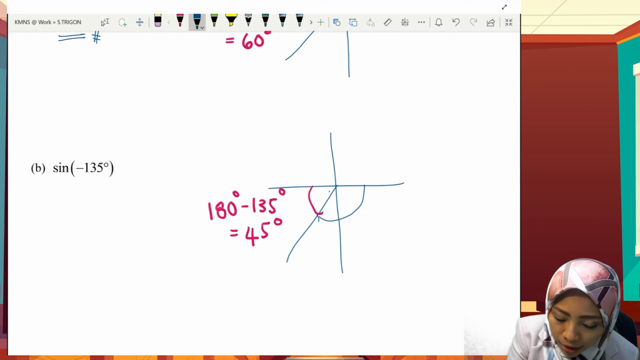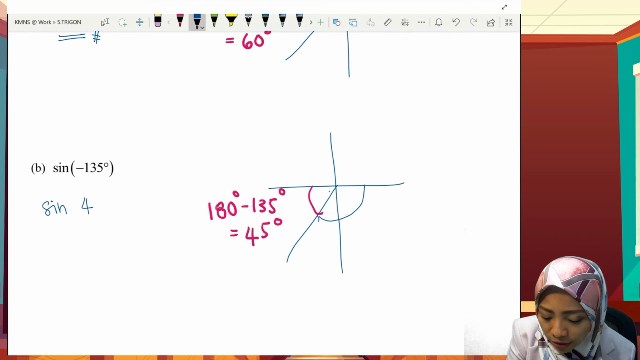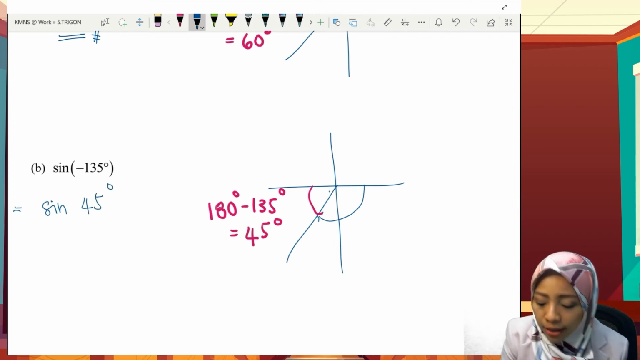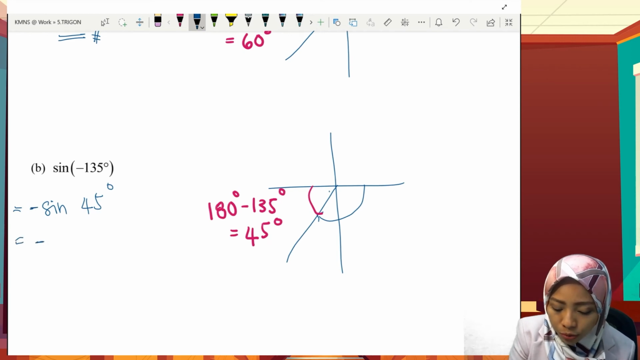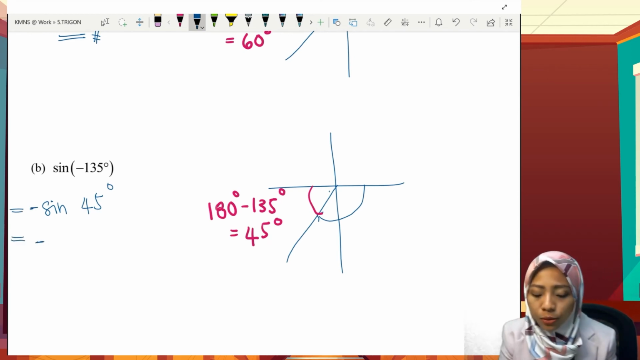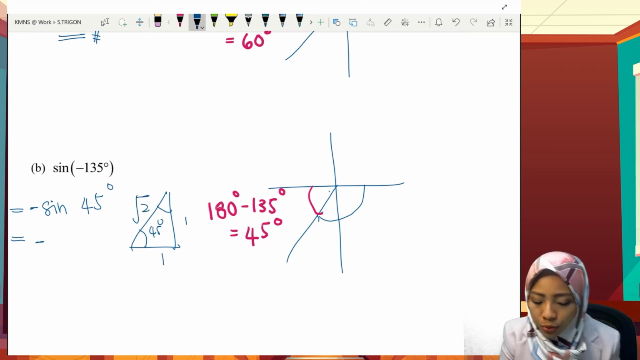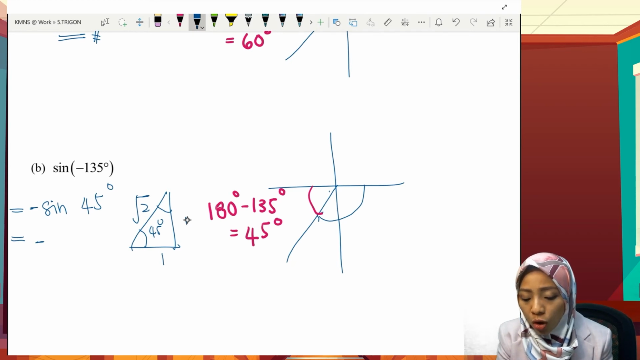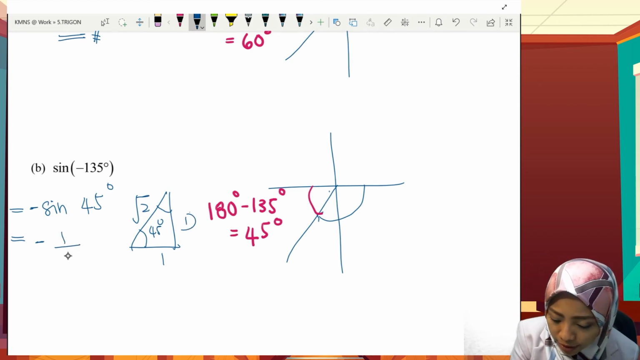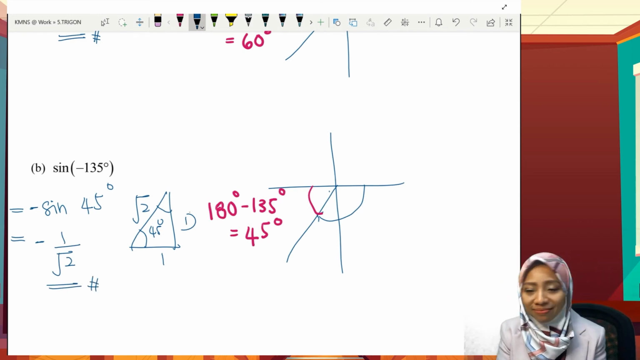And this can be written as sin 45. But sine in the third quadrant is negative, so we have to write down negative here. So sin 45, this is 45 degrees, so 1, 1, root 2. Sine is opposite over hypotenuse, 1 over root 2. And we're done.